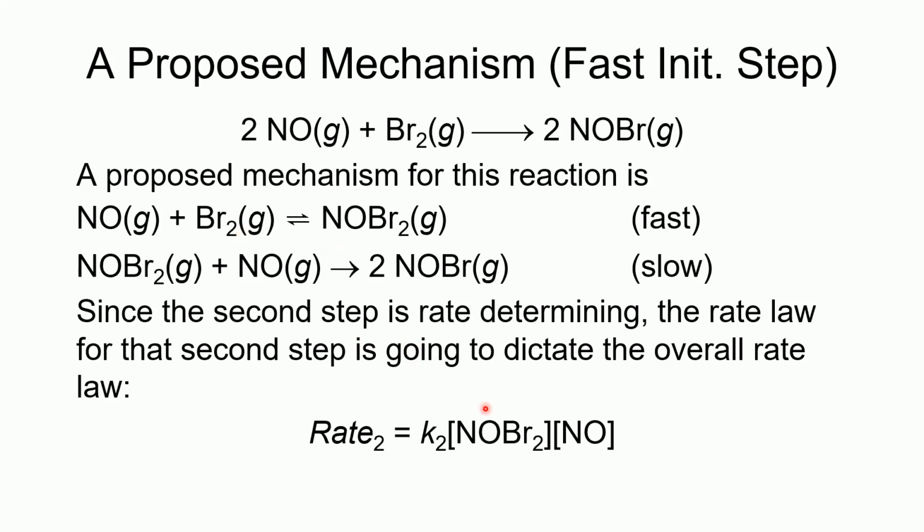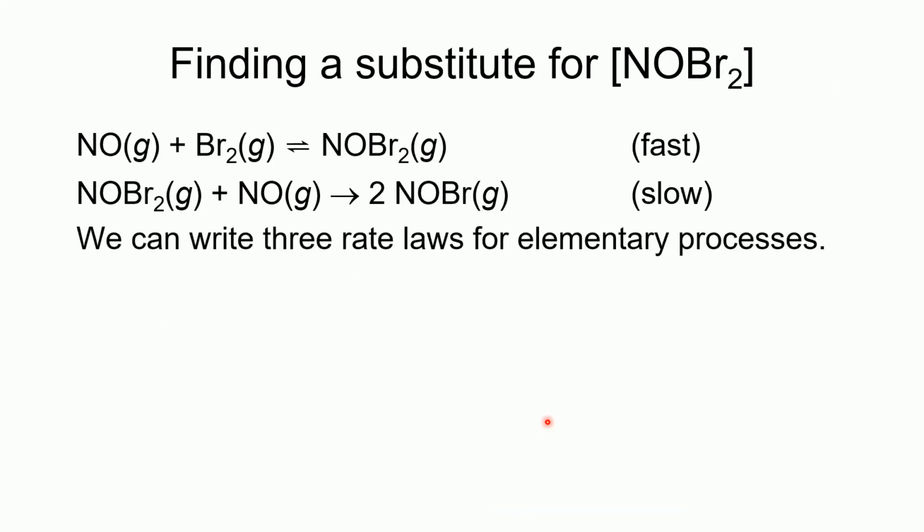And that little bit left to go is that we can't leave our rate law like this. The reason is that it has an intermediate present in it, and we are not allowed to have an intermediate present in our rate law. Intermediates cannot be in the overall rate law. They can be in individual step rate laws, but they cannot be in the overall rate law. So we need to find something that we can put in place of NOBr2. We want to find a substitute for NOBr2.